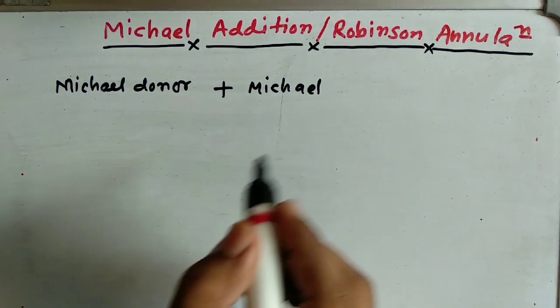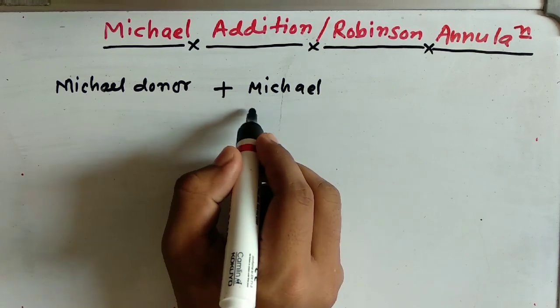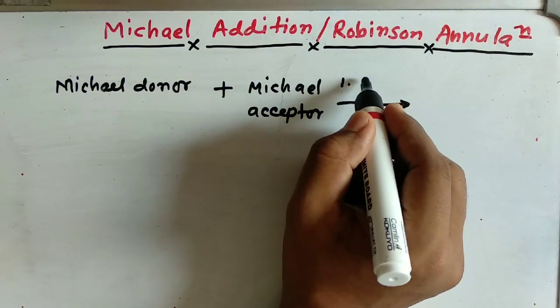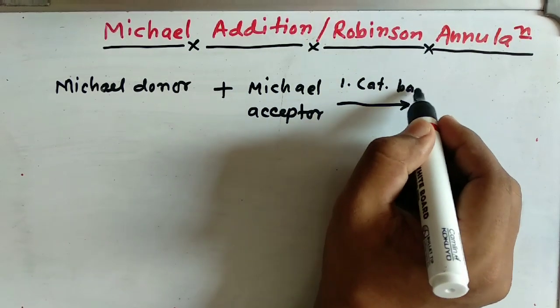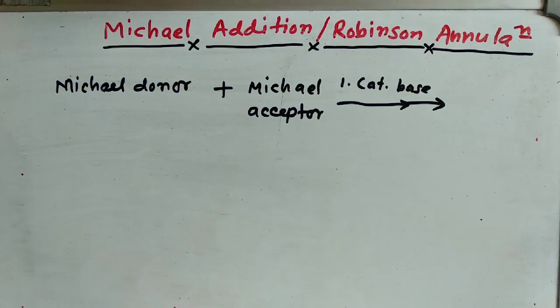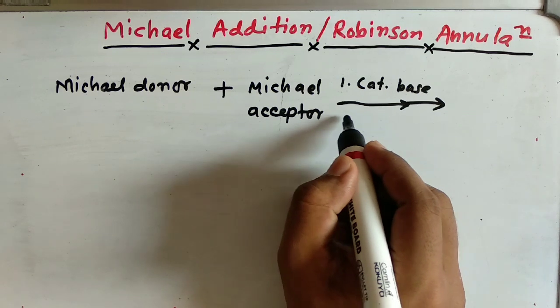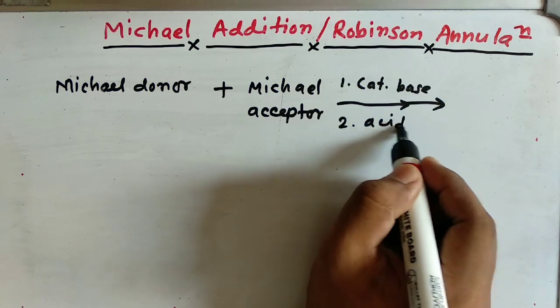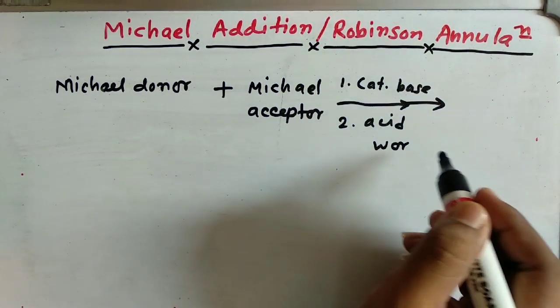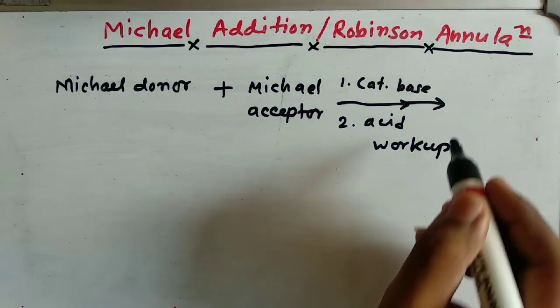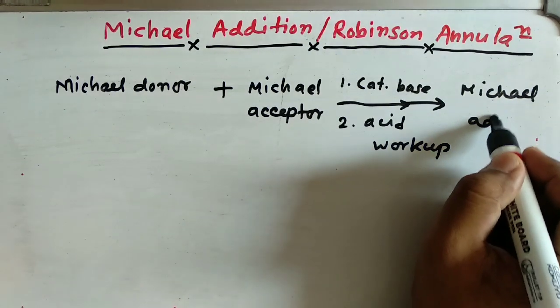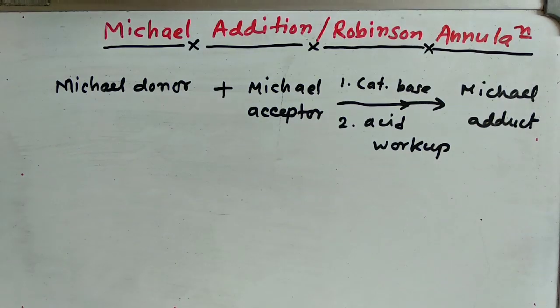I am giving you the examples. So, Michael donor, then Michael acceptor, and finally the presence of a catalytic base, so that the reaction is fast. The second is acid workup, that is H+ or H3O+ or HCl, acid workup to protonate the system. Finally, the product we get is called the Michael adduct. So from the Michael donor and Michael acceptor we get the Michael adduct.